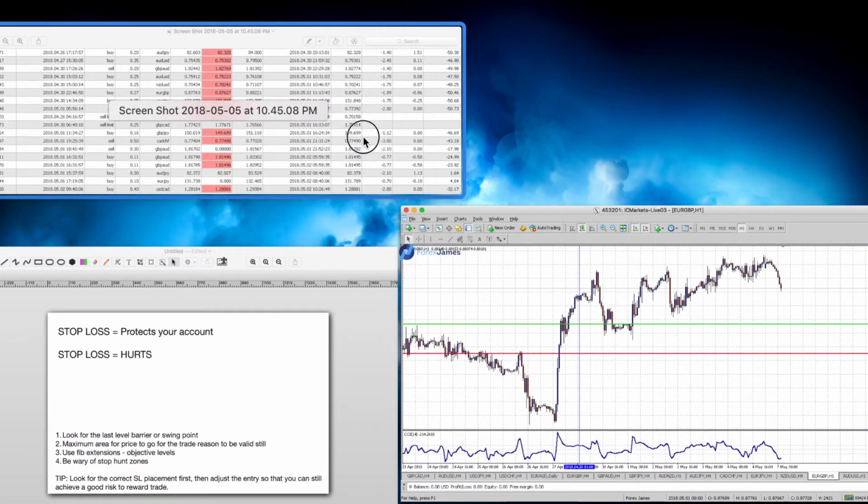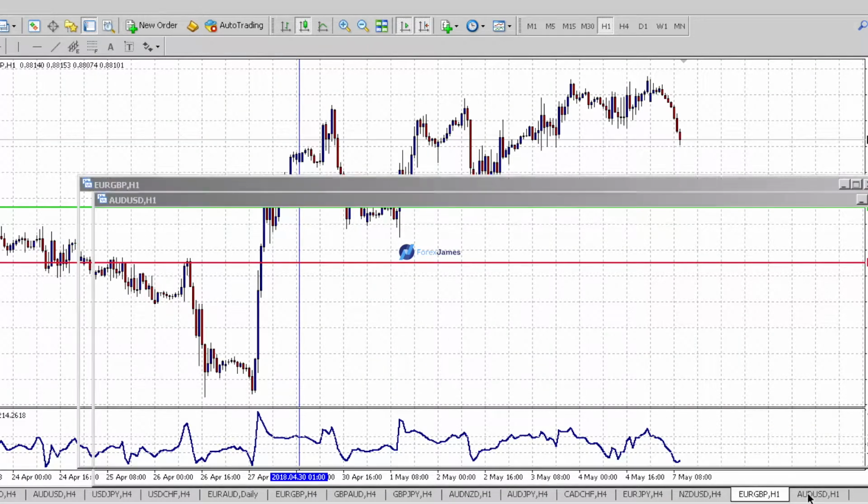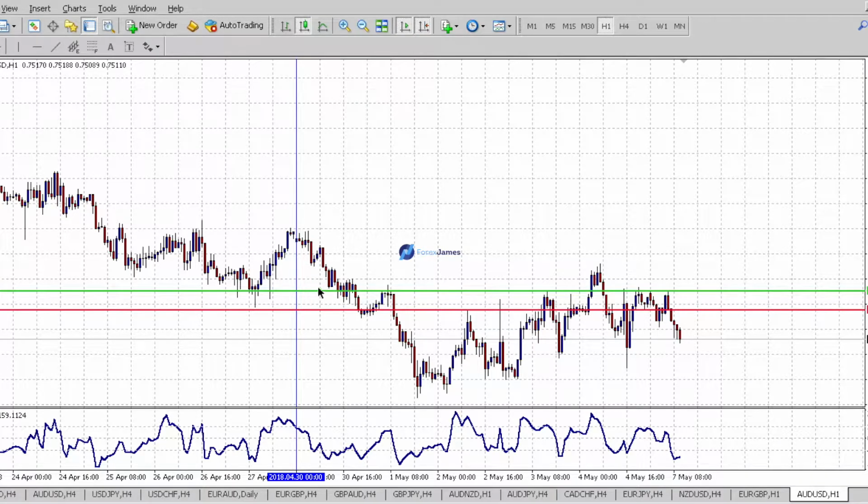Let's take a look at another example where the stop loss actually protects the account. It was the Aussie dollar right there. Again, the prediction was that price would go up, and it was wrong. He got stopped out here, and this is a good losing trade because price did go further down, and in this case the stop loss actually protected his account from suffering more drawdown.